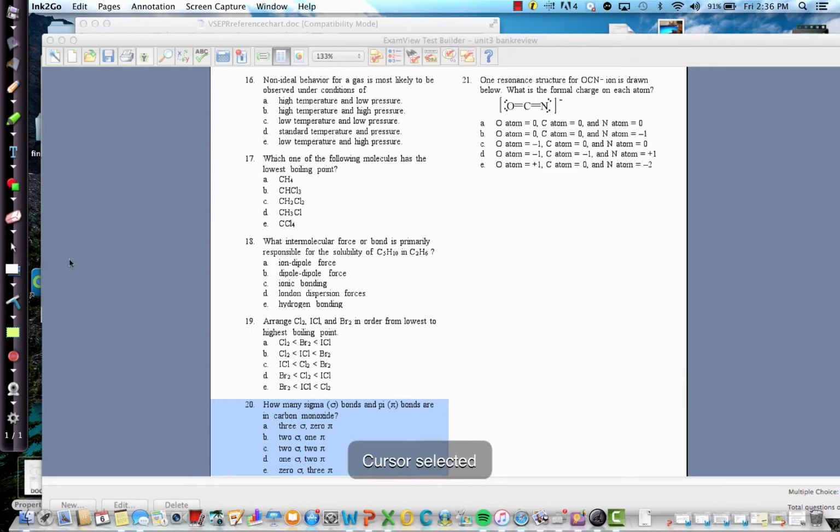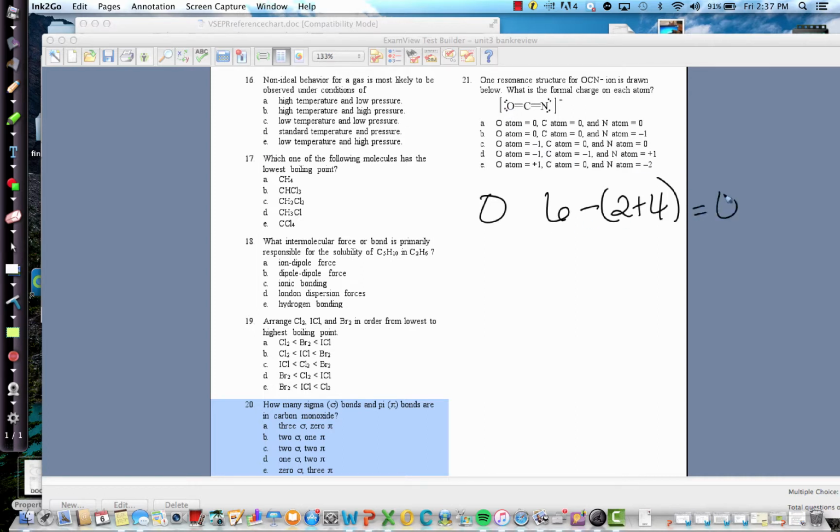All right, so the next one is 21. Okay, so you have a resonance structure. They gave you that structure, and they're asking for the formal charge on each one. So what you're going to do is look at each one. So let's look at oxygen first. You're going to take the number of valence electrons. So we have 6 for oxygen. And you're going to subtract the number of bonds. It has 2 bonds, plus the number of lone electrons. So you have 2 for lone electrons. So you're not counting pairs here like you normally do. You're counting electrons. So 6 minus 6 would be 0.